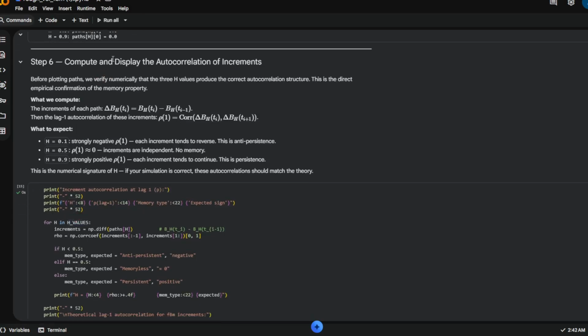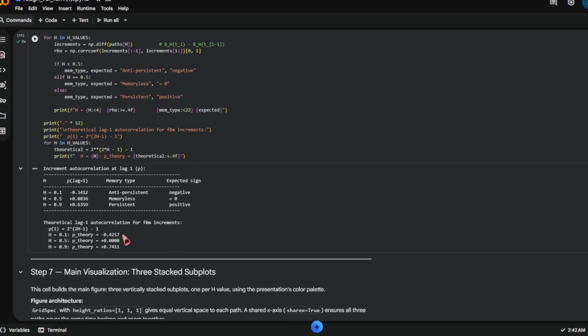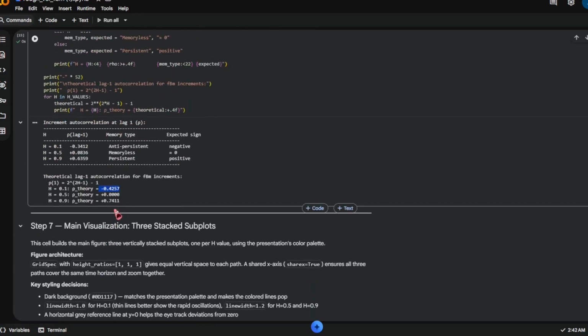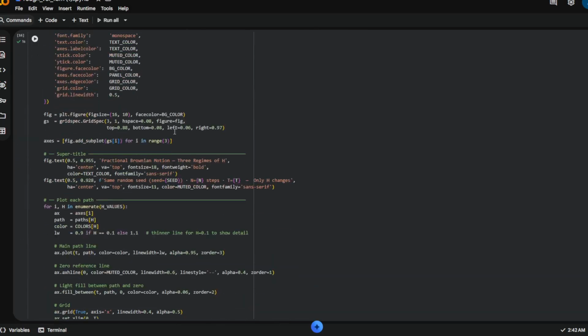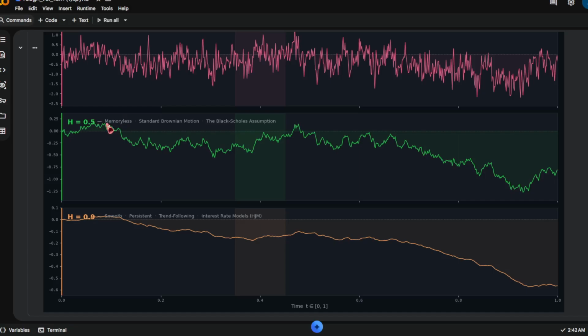Next, we're going to compute and display the autocorrelation of increments. So we expect at 0.1 we will have a negative correlation of increments, here almost zero, and here a big correlation. And now we will do the main visualization. This is it. We can see at H equals 0.1 it's rough, like we have many fluctuations. At 0.5, it's memoryless, under the Black-Scholes assumption, and this is smoother, more like trend following.